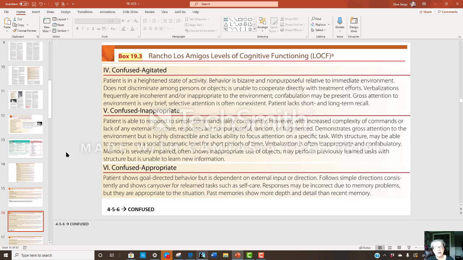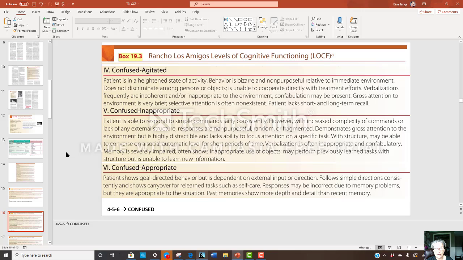Does not discriminate among persons or objects. Is unable to cooperate directly with treatment efforts. Verbalizations are frequently incoherent and/or inappropriate to the environment. Confabulation may be present. Gross attention to environment is very brief. Selective attention is often non-existent. Patient lacks short and long-term recall.